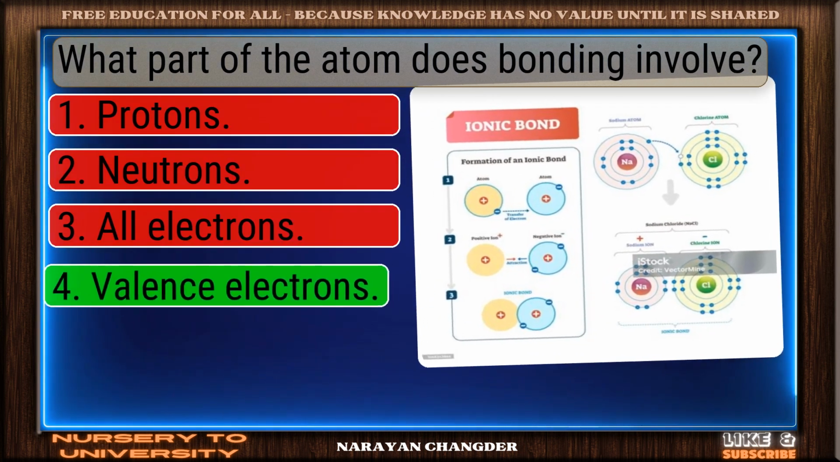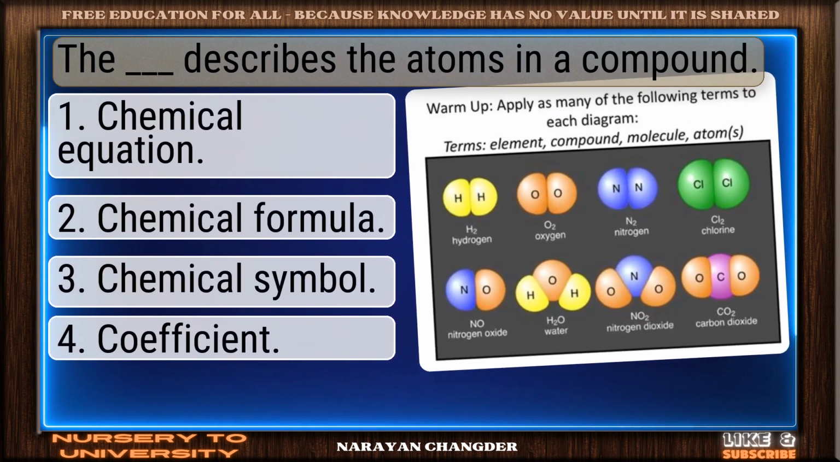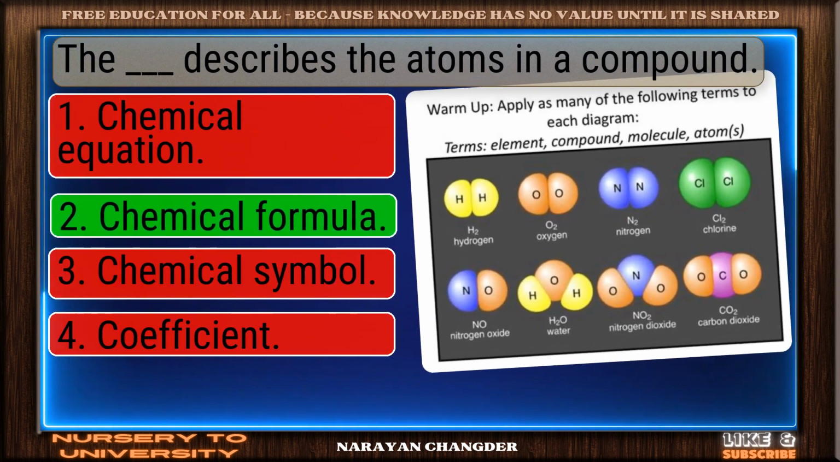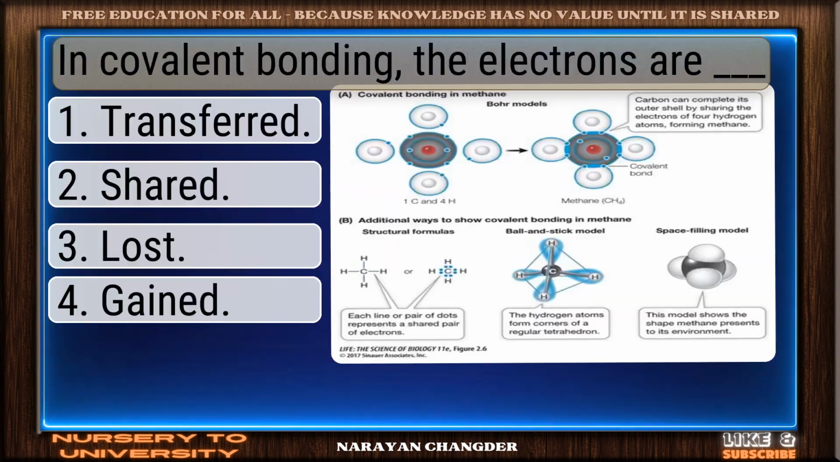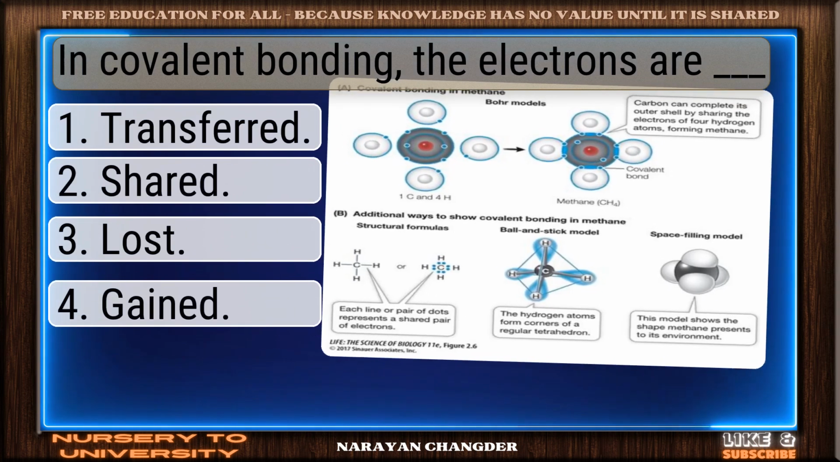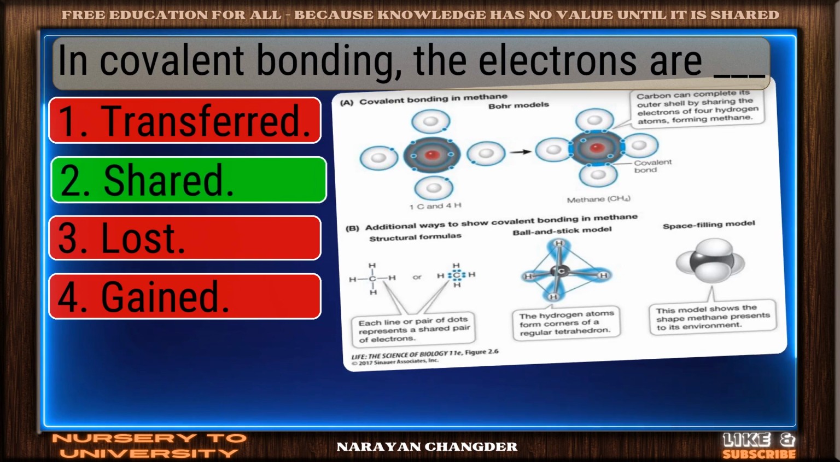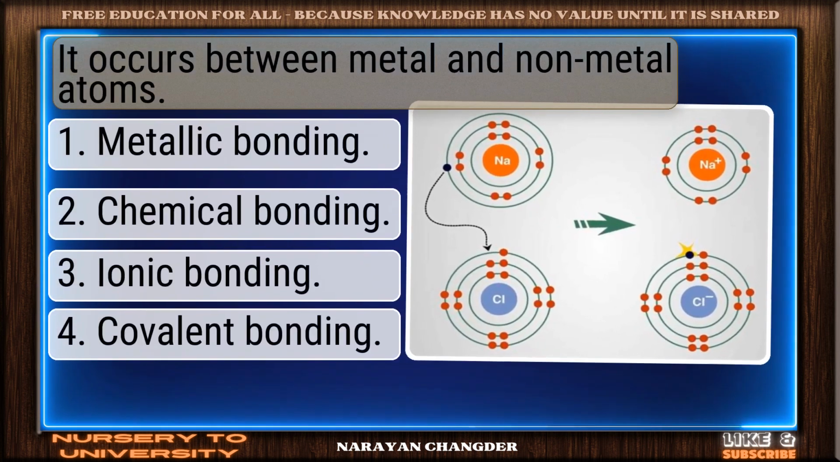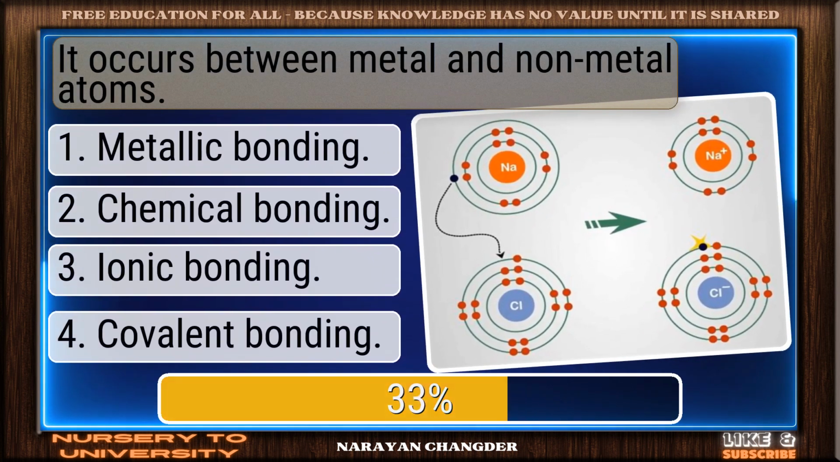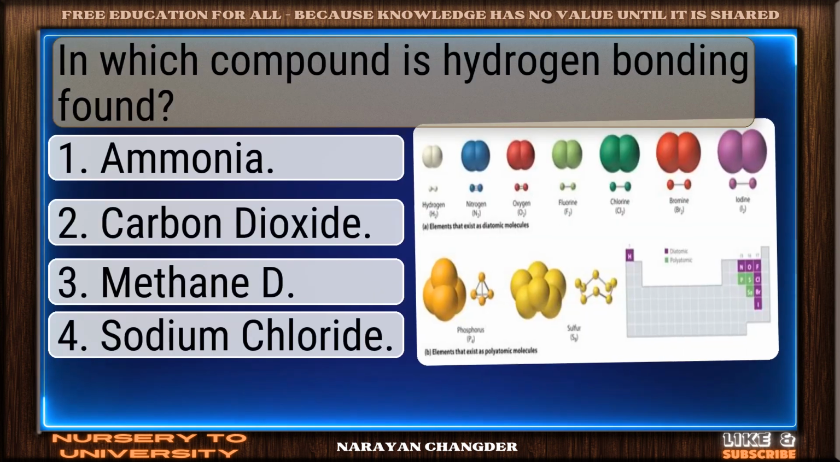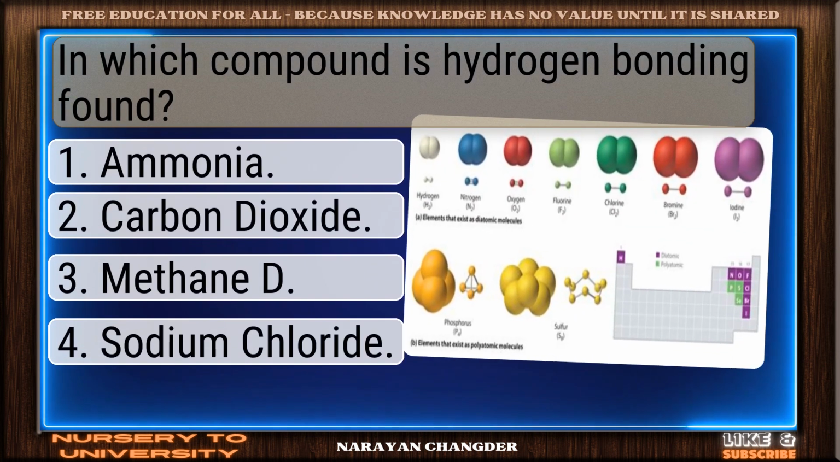Valence electrons is correct. The dash describes the atoms in a compound. Thoughtful answer, chemical formula. In covalent bonding, the electrons are dash. Spot on. It occurs between metal and non-metal atoms. On track, ionic bonding. In which compound is hydrogen bonding found?